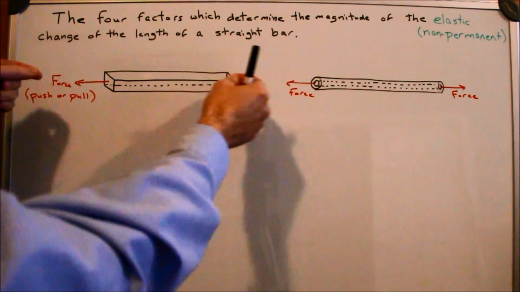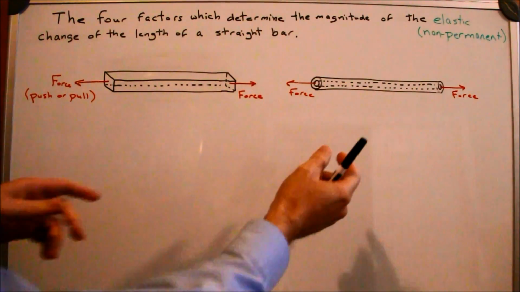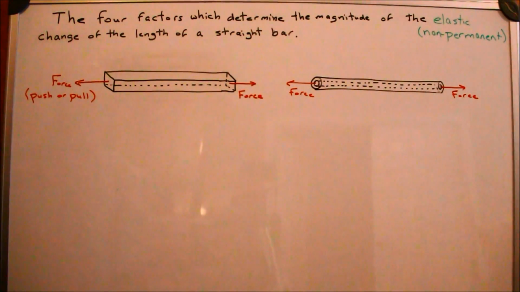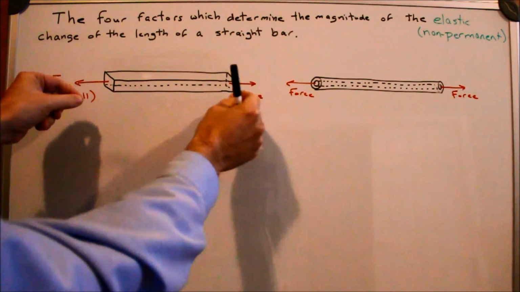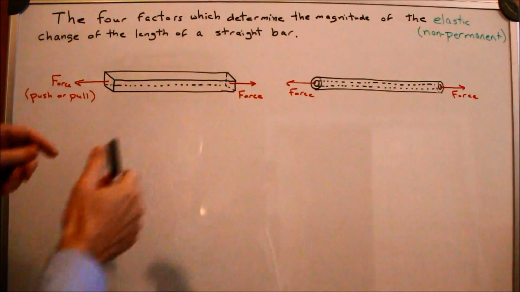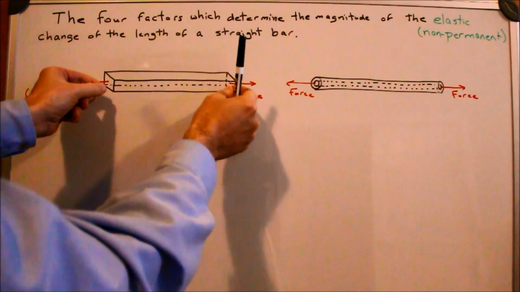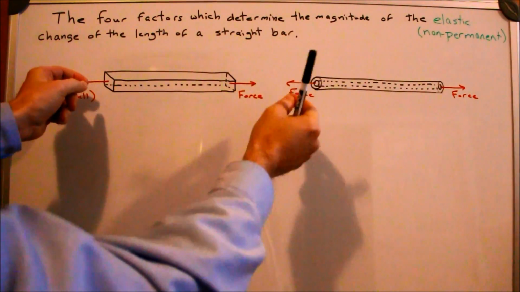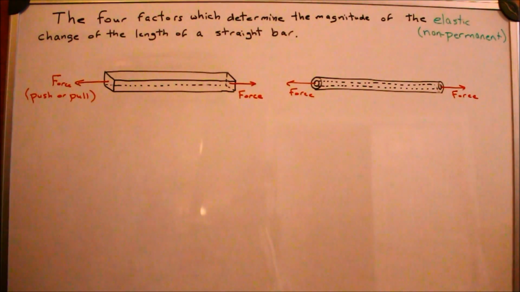We're either pushing or pulling on it, and the length of this element, if I pull on it, it's going to get longer, and if I push on it, it's going to get shorter. And so the question is, what are the 4 factors that determine the magnitude of that change in length, either pulling getting longer or pushing getting shorter? And this is non-permanent, so if I pull on it and I let go, and the force goes back to 0, it'll go back to its original length. There's no permanent change in it.